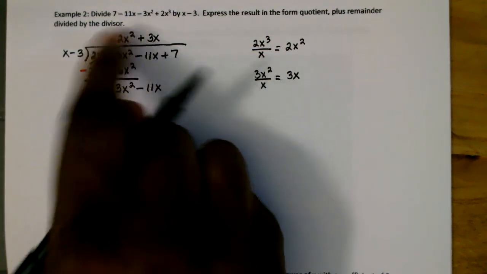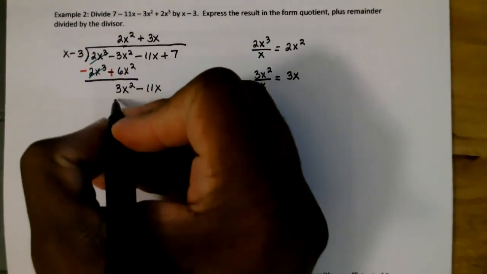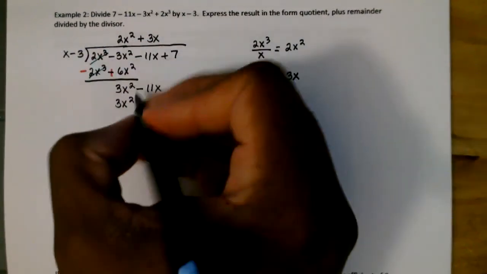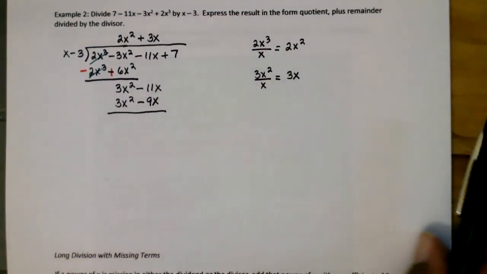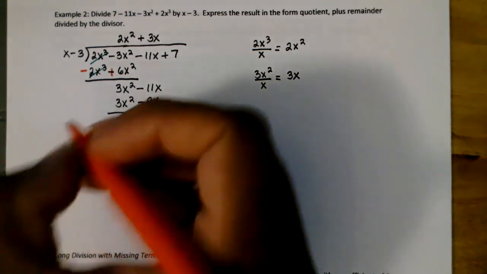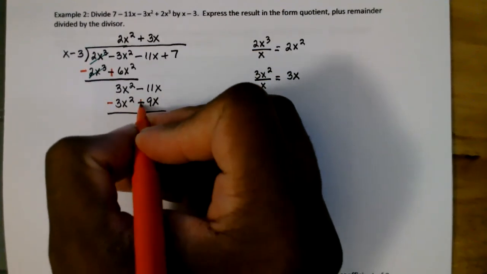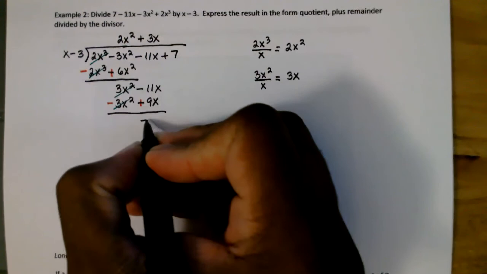Then I'm going to multiply that 3x times x minus 3. When I do 3x times x, that's 3x squared. 3x times minus 3 will be a minus 9x. And I will subtract by changing the sign of each term here. The 3x squared becomes minus, the minus 9x will be plus 9x. And then we'll combine those two. Well, that 3x squared minus 3x squared, that's gone. Negative 11x plus 9x will end up being negative 2x.